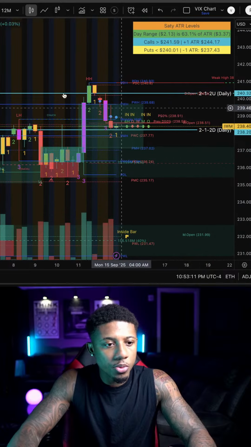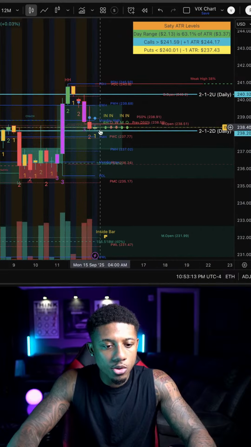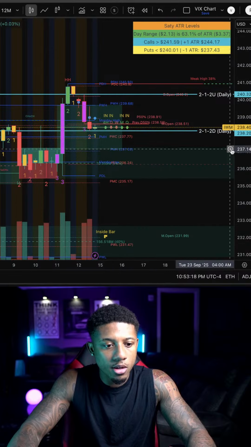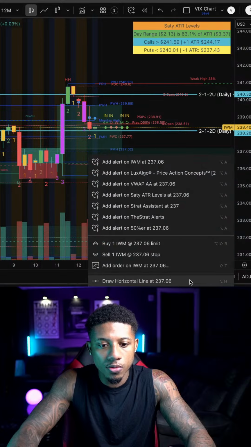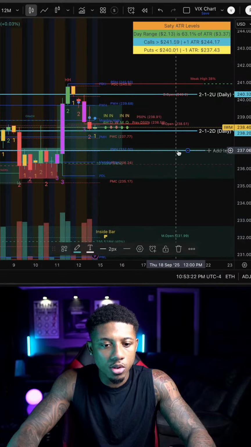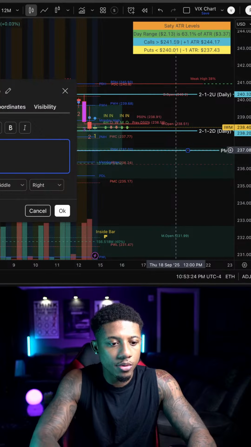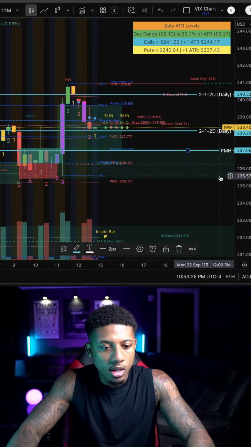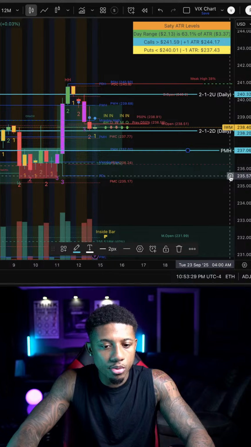So here on IWM, on the 4-hour time frame, you had this 3-2 continuation. This previous month high is going to be the next level of main support. So I'm just going to mark this out. Previous month high. And then down here, this is also going to be previous.